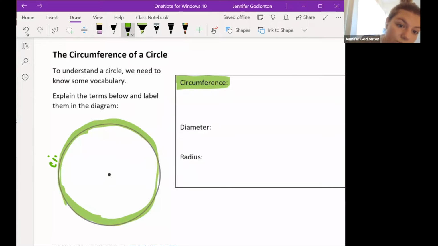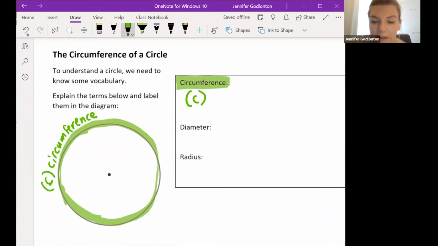It is for a full circle when we are talking about circumference, which is important for you to know when we get to our juicy questions later. And when we're dealing with it in formulas, we write it as a big C. So whenever you see a big C, that's talking about circumference.